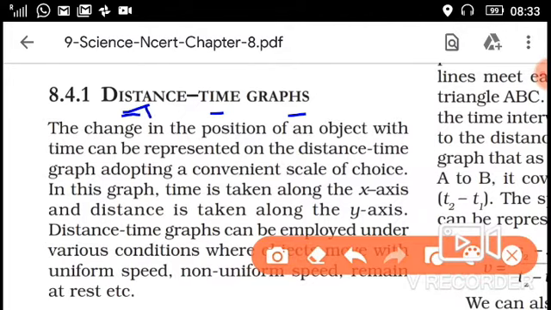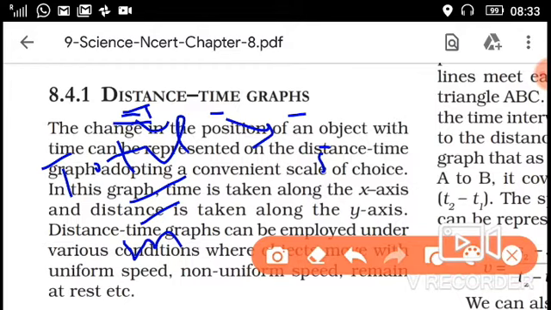Distance means the total path covered by an object. Time is a scalar quantity. Distance is also a scalar quantity. The SI unit of time is seconds and the SI unit of distance is meter. Distance has only magnitude, and time also has only magnitude. So both are scalar quantities.